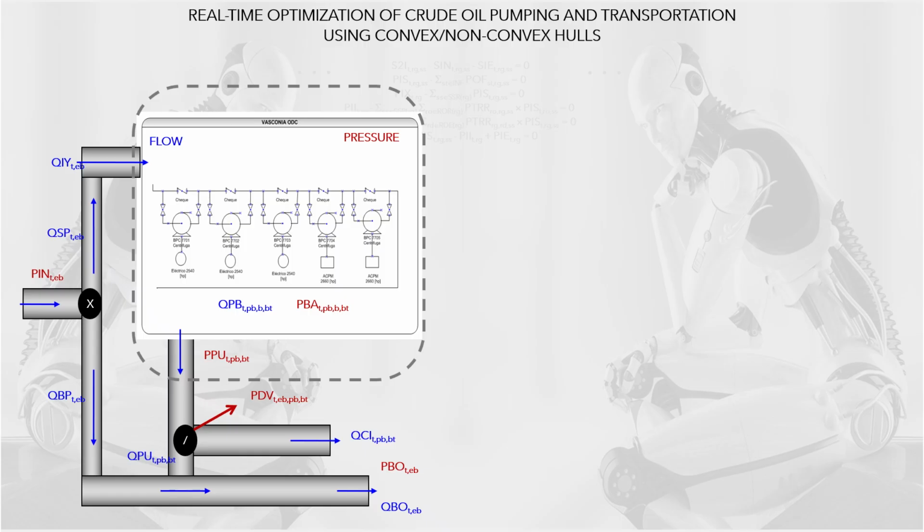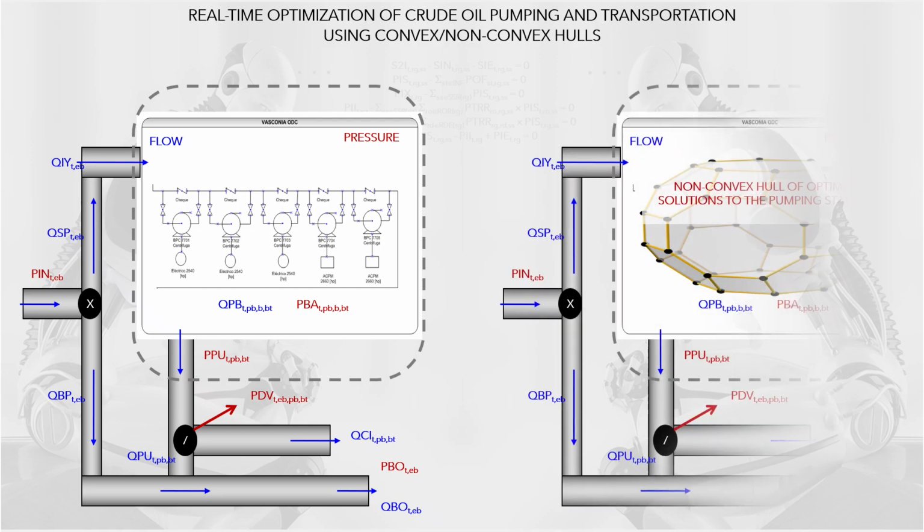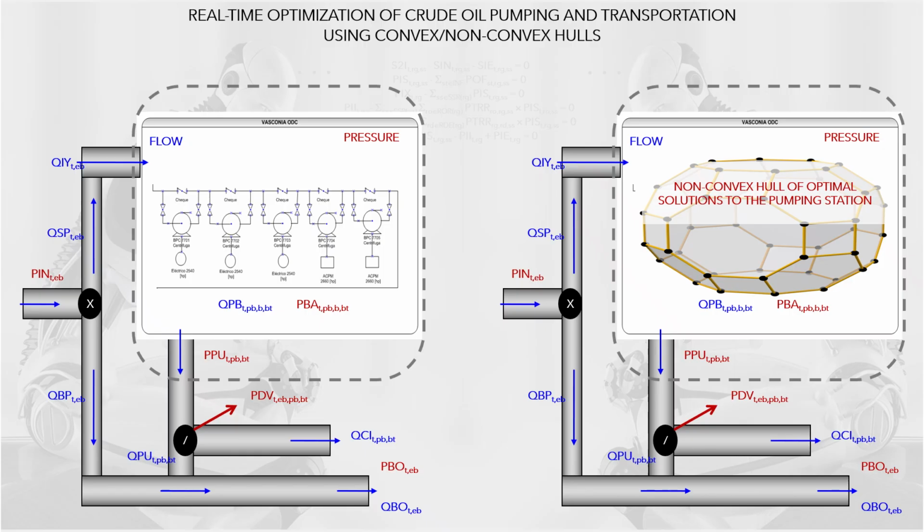Other case is the use of convex hulls or non-convex hulls to represent complicated parts of an optimization problem. The example comes from the use of convex hulls in the real-time optimization of crude oil pumping and transportation. In this case, pumping stations complicate the problem as they are associated with nonlinear polynomial relationships, to represent energy losses, chaotic behaviors, discontinuities associated with pumps with minimum flow, and binary variables that activate the pumps of the station. The idea is to replace the problem associated with a pumping station with a non-convex hull that represents the optimal solution for the pumping station.